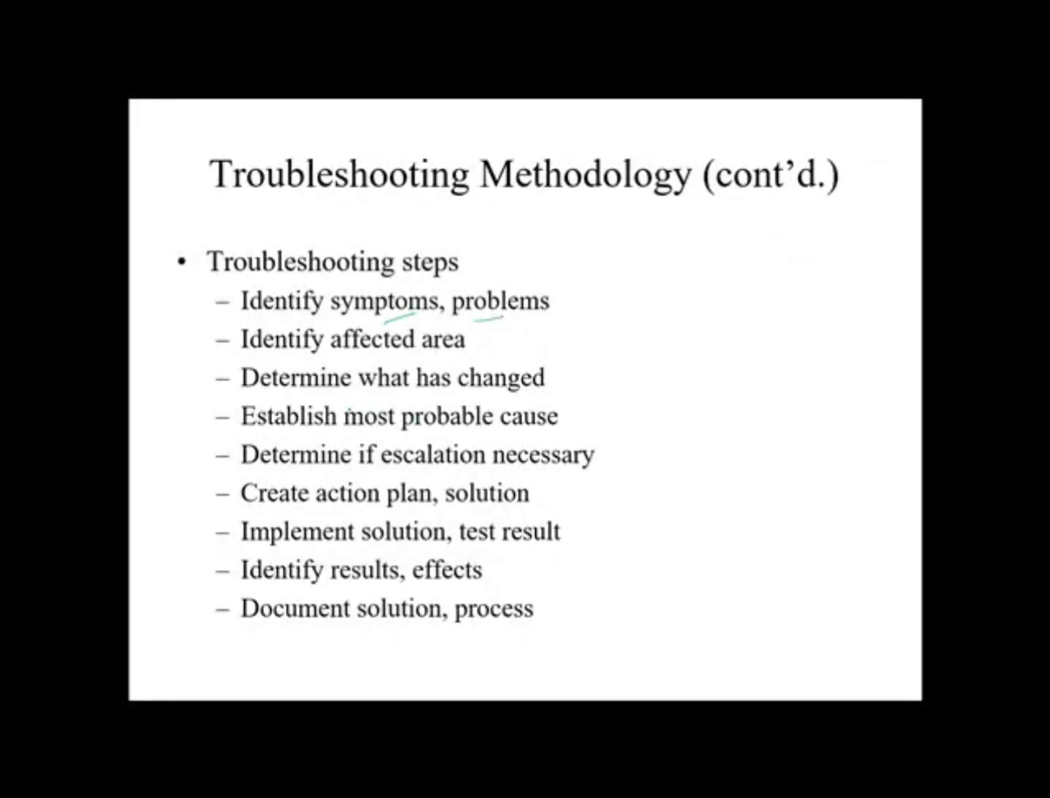Identify the affected area. Affected area in this example, let's say I'm not able to access the file server. Determine what has changed, any change that has been performed or configured in the network setup or at the Windows level or at the server level, whatever it is. Establish the most probable cause. Determine if escalation is necessary. Create an action plan. You need to create your own action plan and solution. Implement the solution. Test the result. Identify the results and their effects.